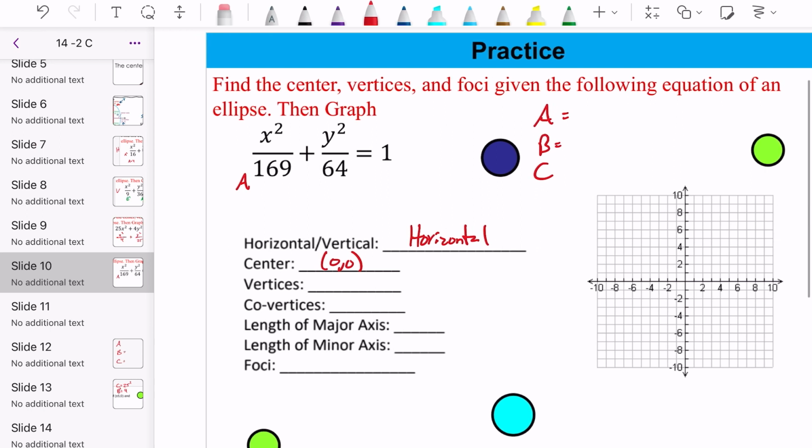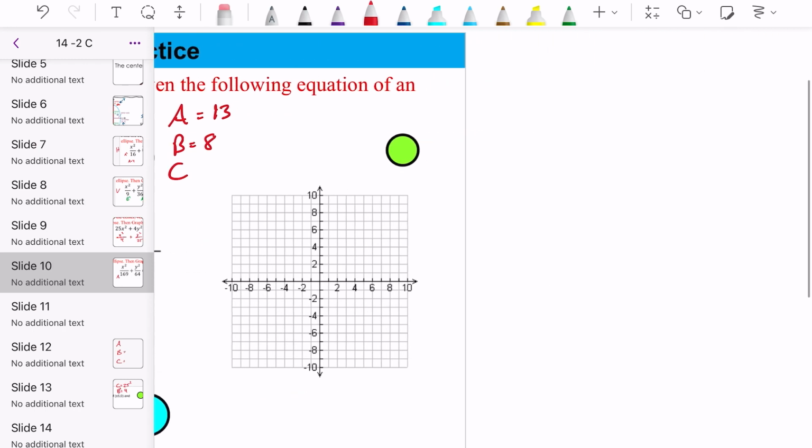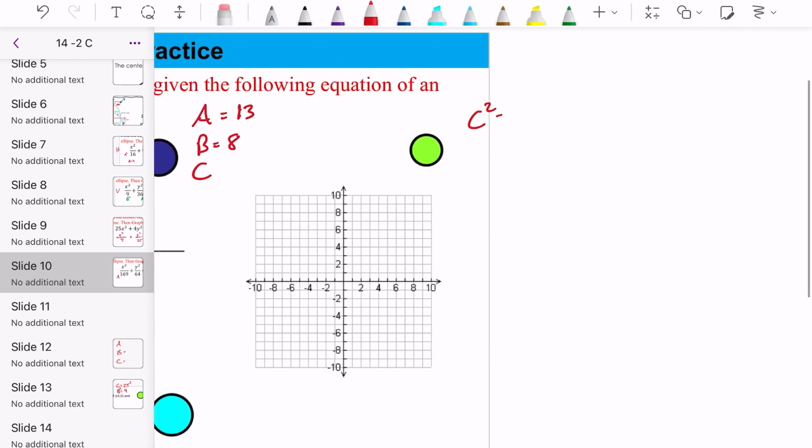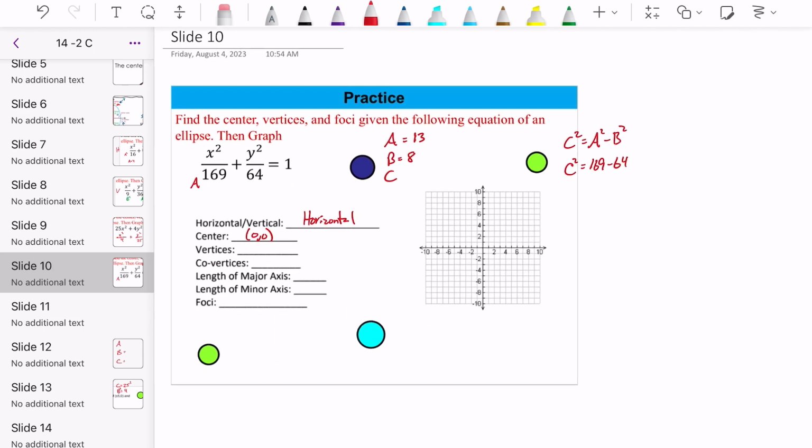So the square root of 169 is 13 for A, and it's going to be 8 for B. As we plug this into our equation, C squared is equal to A squared minus B squared. C squared is what we are finding. It's equal to 169 minus 64. Once you subtract those two numbers, you're going to end up with C squared giving you 105, and C would be equal to the square root of 105.